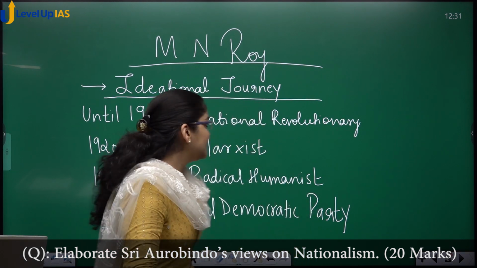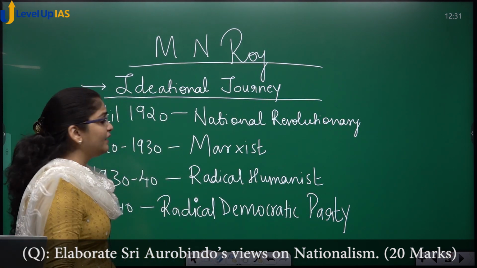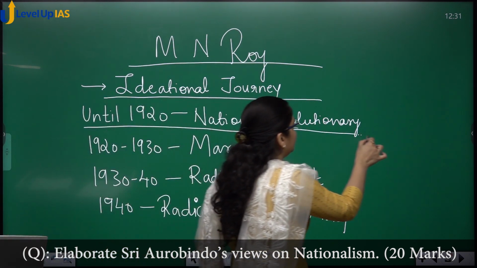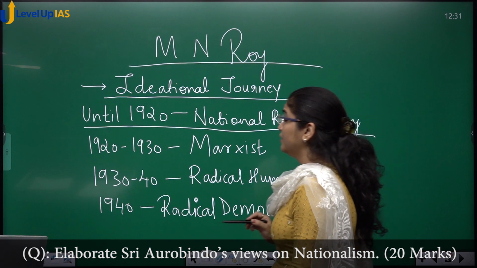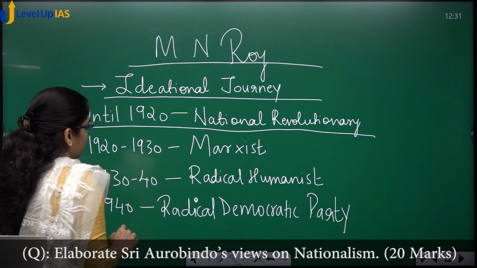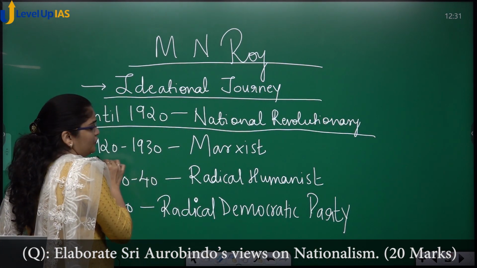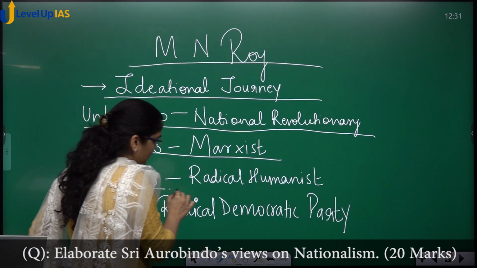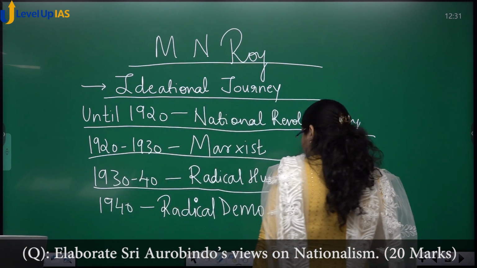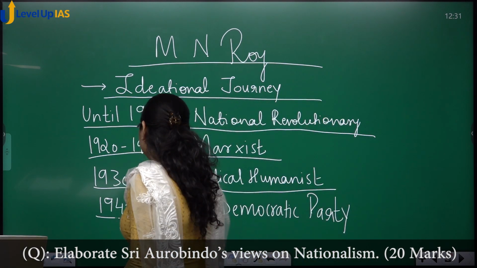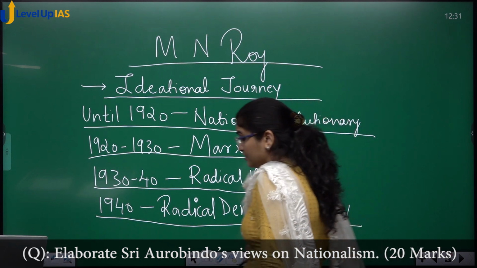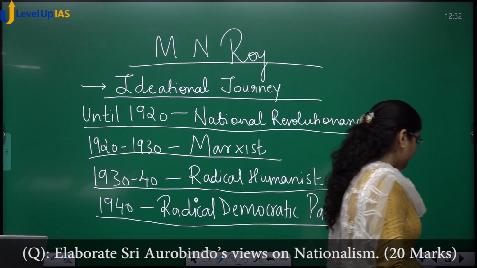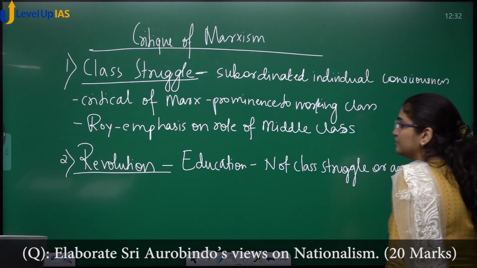Now, first let's talk about what was his ideational journey. Until 1920, he was a national revolutionary and participated very keenly in all the events. From 1920 to 30, he was a Marxist, okay. From 1930 to 40, he became a radical humanist, and from the 1940s onwards, he was a propagator of the radical democratic party.